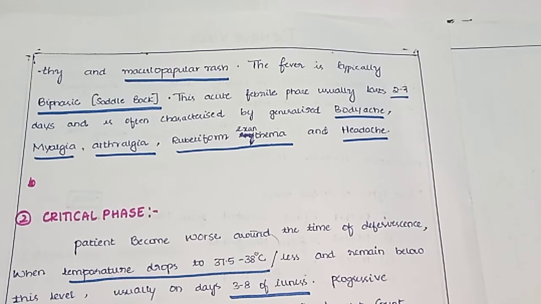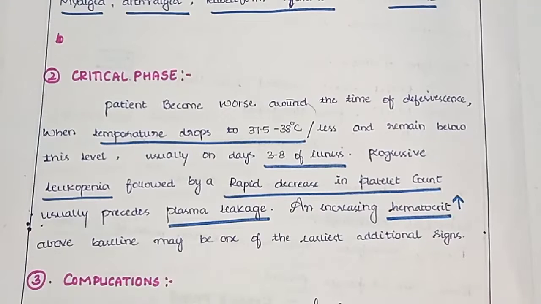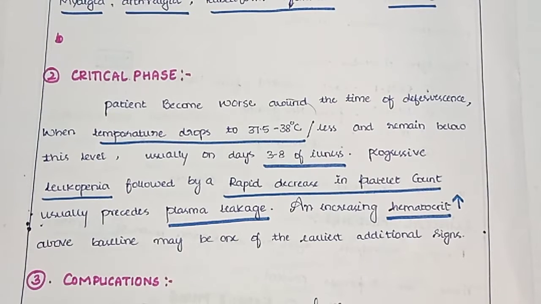This acute febrile phase usually lasts 2 to 7 days and is often characterized by generalized body ache, myalgia, arthralgia, rubeliform exanthema and headache. The second phase is critical phase. Patients become worse around the time of defervescence, when temperature drops to 37.5 to 38 degrees centigrade or less and remains below that level, usually on days 3 to 8 of illness.